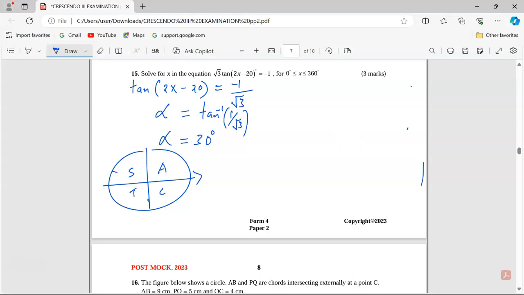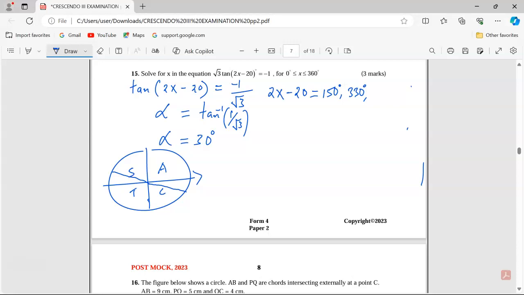And that is 30 degrees in the second quadrant, where tangents are negative, and 30 degrees in the fourth quadrant, where tangents are negative. Therefore the values of 2x - 20 are equivalent to 30 measured in the second quadrant, which becomes 150. 30 measured in the fourth becomes 330. But we can come up with other angles whereby trigonometric ratios are equivalent to these ones. These are the first two.